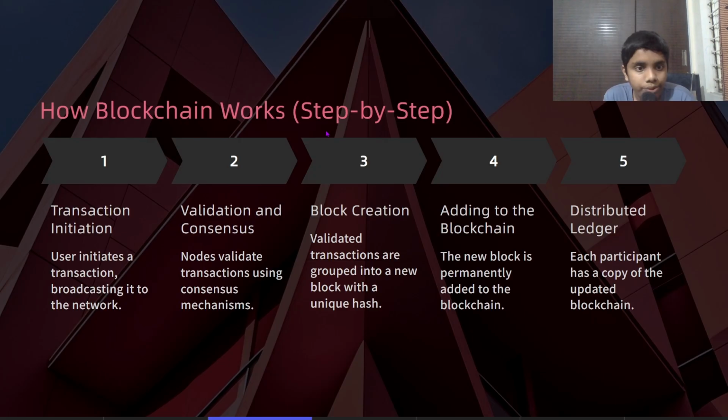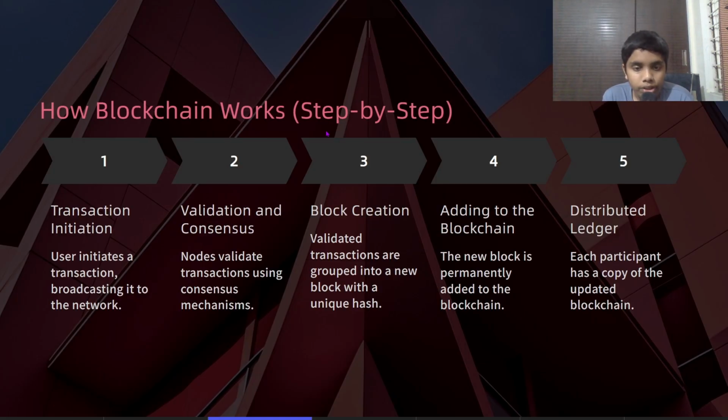So yeah, the nodes, which are thousands of computers across various countries, verify the transaction, validate the transaction to check if it's true. First, the users did the transaction, it's broadcasted to the network, then the nodes verify this transaction, to check that it's a true transaction, not some false fraud transaction. After that, the block is created.